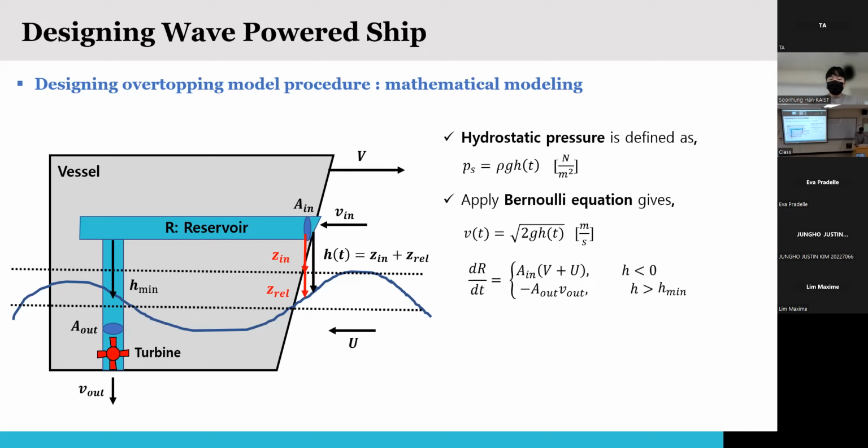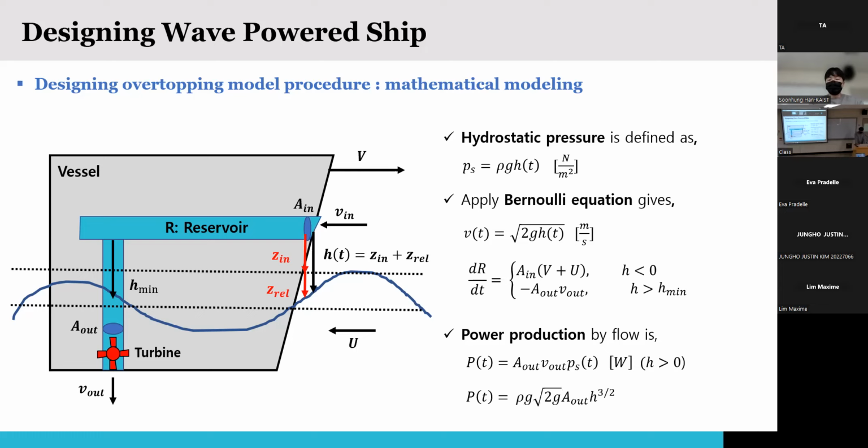When H is smaller than 0, it means water comes in due to the wave movement with the velocity of V plus U, and water flows out when H is higher than H_min that we defined before. Next, power production by flow is defined as below. And if we substitute the pressure and velocity terms, it becomes this formula.